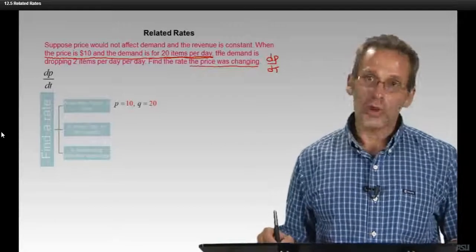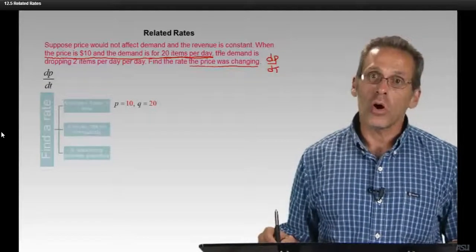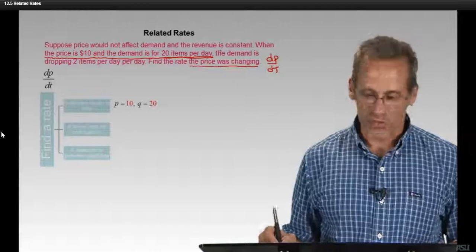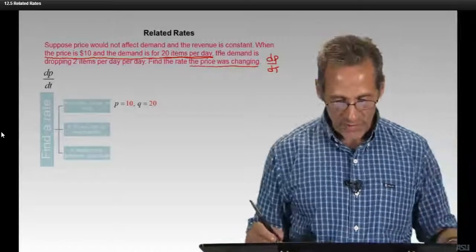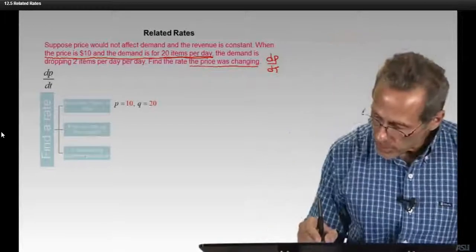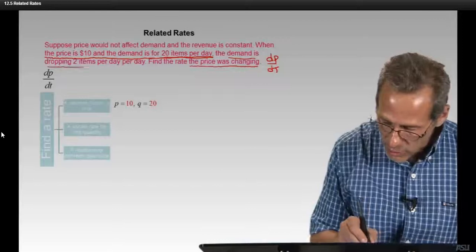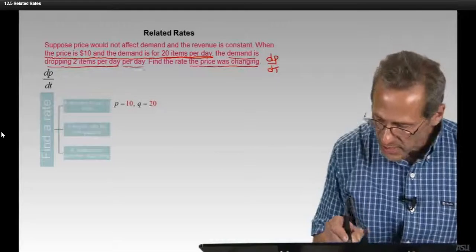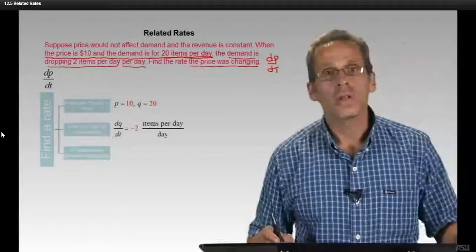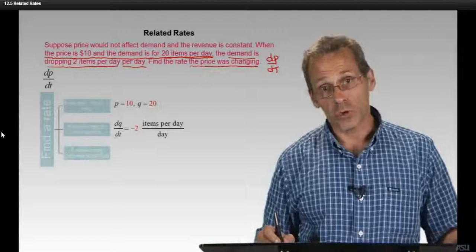So in our language, P is 10 and demand, Q, is 20. We must be given a known rate to relate it to what we're looking for, an unknown rate. What rate are we given? Well, the demand itself is dropping 2 items per day each day. -2 items per day, if you will.